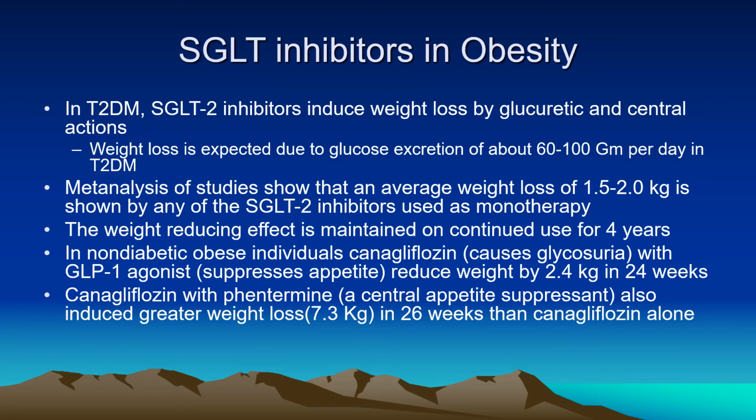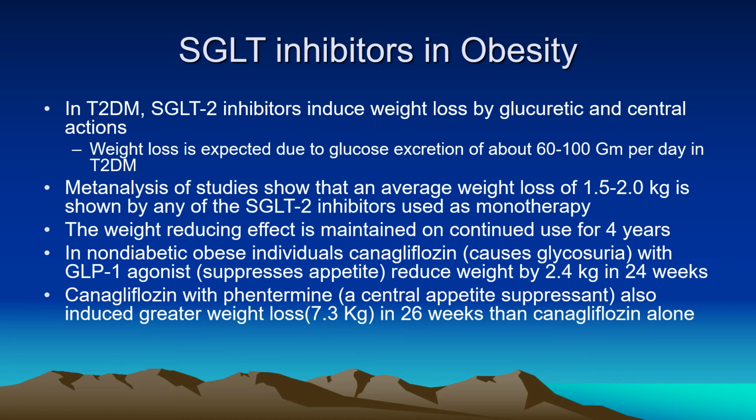In obesity, even without diabetes mellitus, there are studies going on with the role of SGLT2 inhibitors. Particularly, weight reduction is expected when there is glucosuria with SGLT2 inhibitors. And it is estimated that with the use of dapagliflozin type of drugs, there is loss of 60 to 100 grams of glucose per day. Meta-analysis of the studies shows that an average weight loss of 1.5 to 2 kilograms will be achieved with the use of any of the SGLT2 inhibitors which we discussed earlier when used as a single drug.